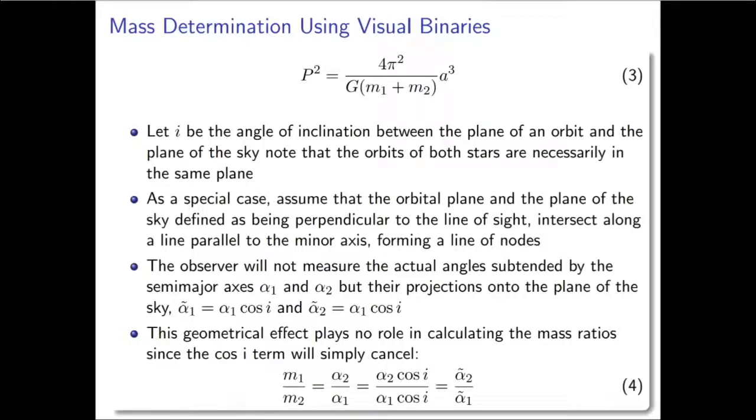We all know that when the thing is making a certain angle, we are not going to see the exact value. We are going to see some projected angle. So here we are going to take the ratio of this projected angle, and by using that projection angle, we can easily find this mass ratio.